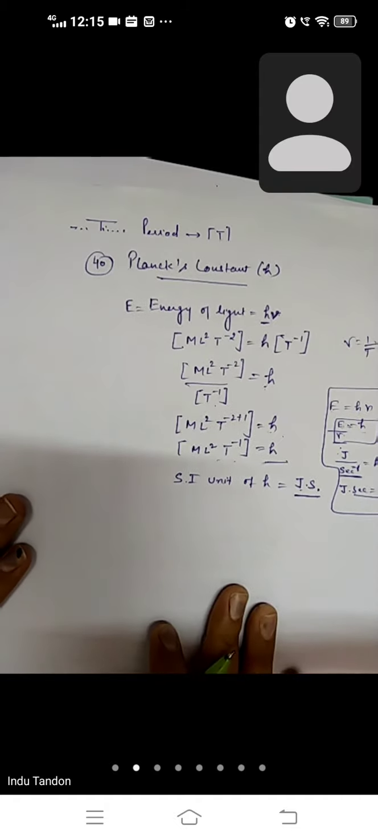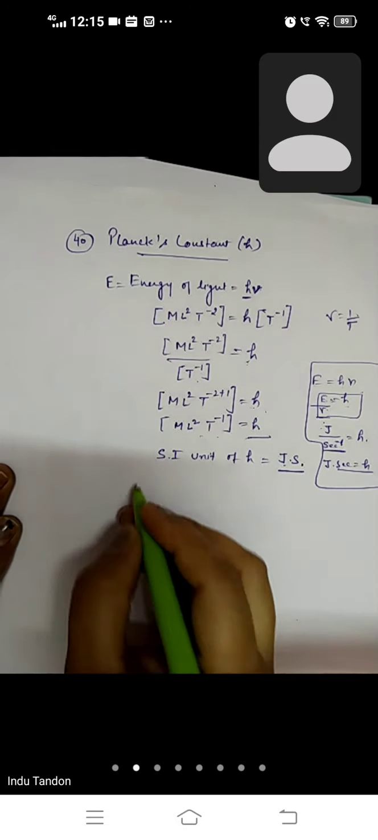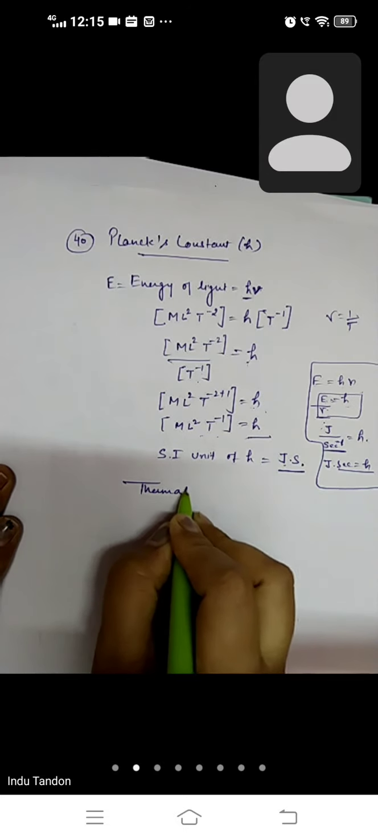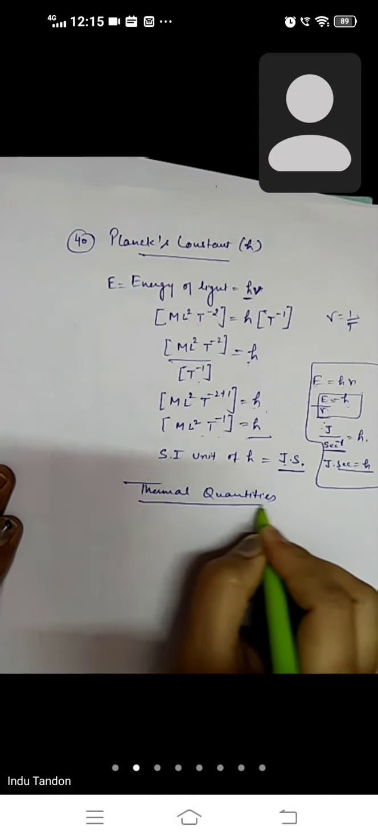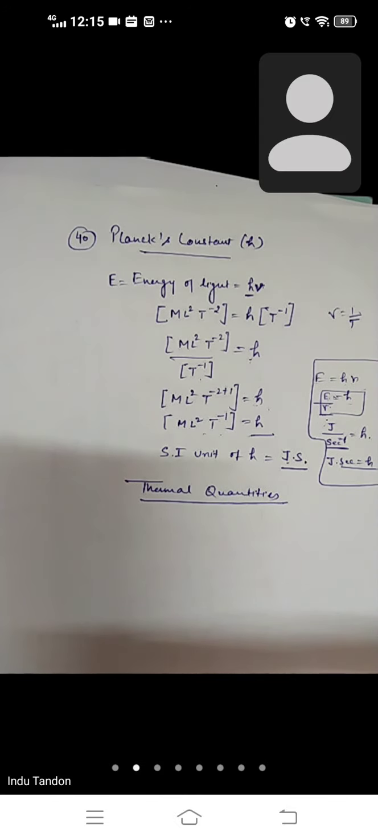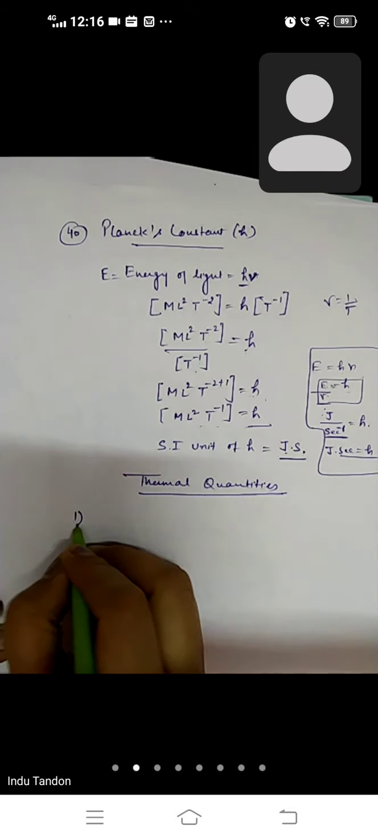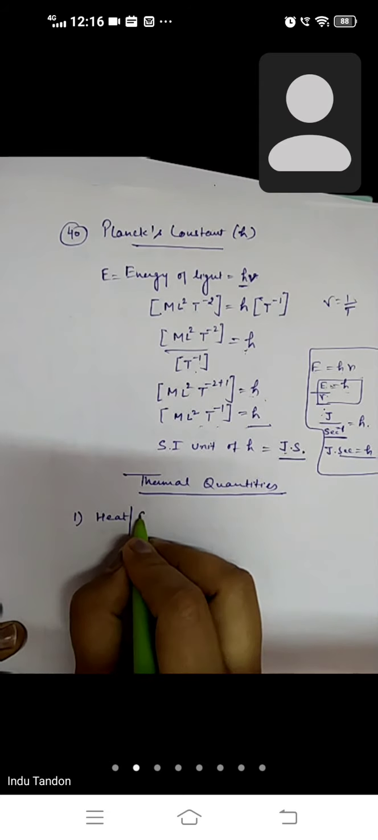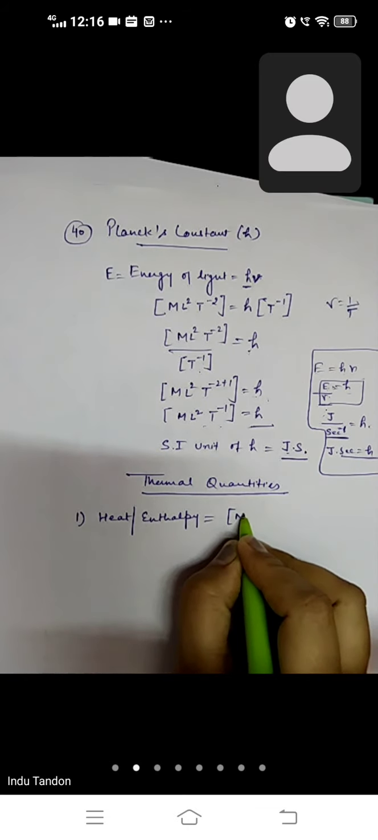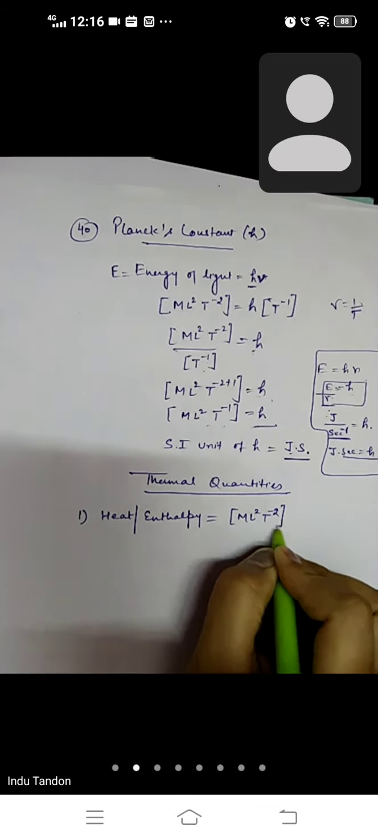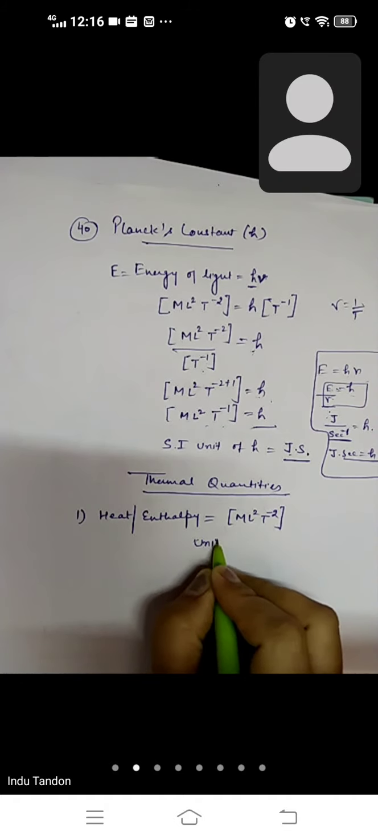Next quantities are related to thermodynamics and thermal quantities, like we did in rotational motion. First is heat and enthalpy. Heat is a form of energy. You will study this in thermodynamics. Heat is a form of energy, so its dimension formula is the same as that of energy, ML2 T minus 2, and its unit is joules. Is it clear, beta? Yes ma'am.